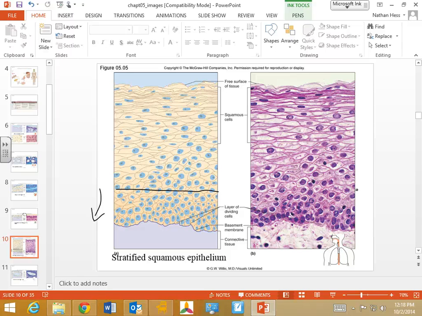This would be like your very strong, very thick tissue, right? This stratified squamous epithelium.